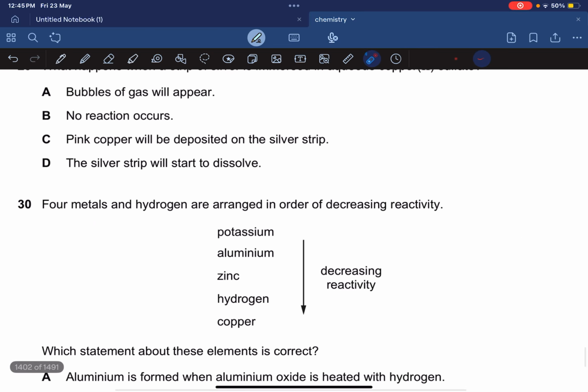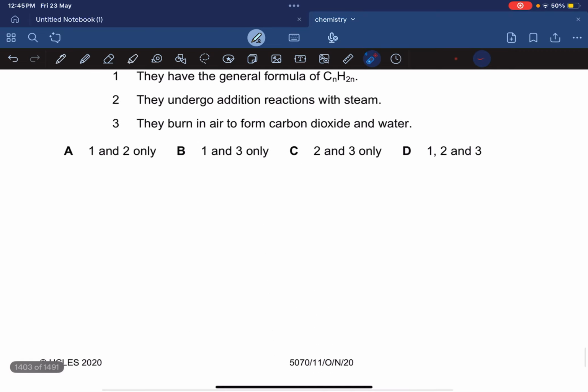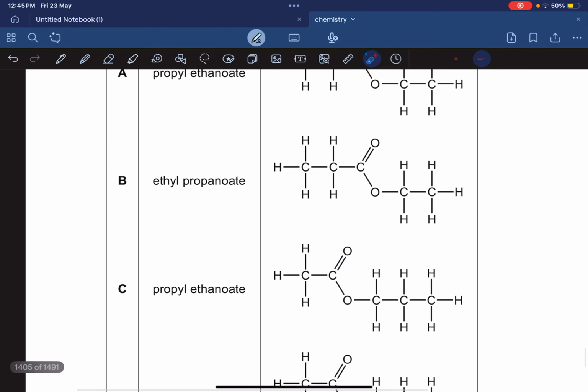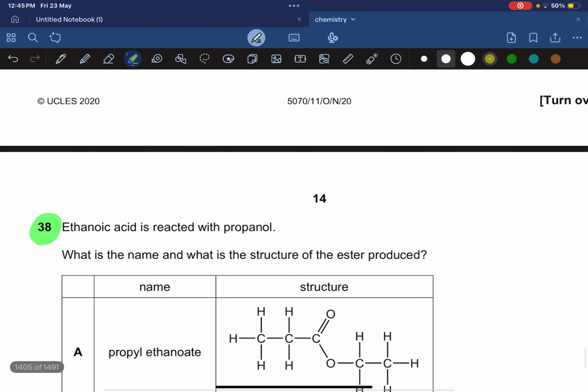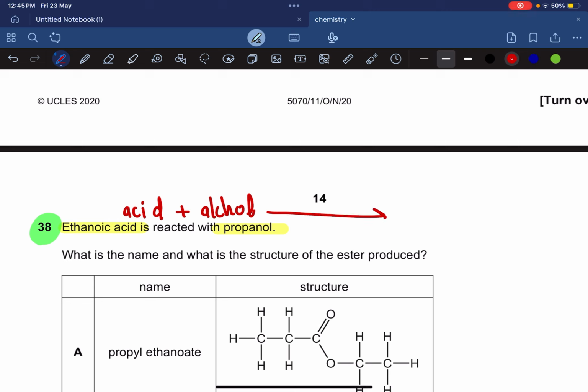Okay, the next question is this one right here. Ethanoic acid is reacted with propanol. Okay, simple. We have an acid that's reacting with an alcohol. Acid plus alcohol, what do you guys think that makes? You have acid, you have alcohol, you just add a bit of sulfuric acid to it that acts as a catalyst, and then you have an ester. So that's the reaction for an ester.